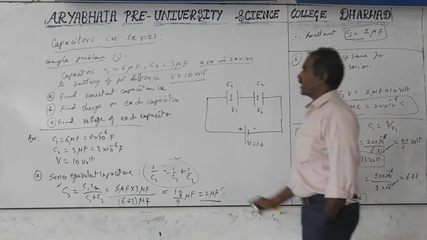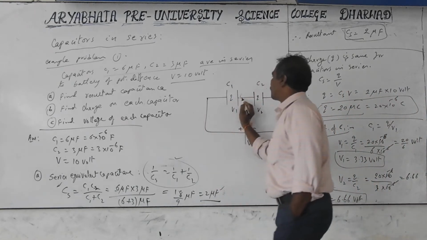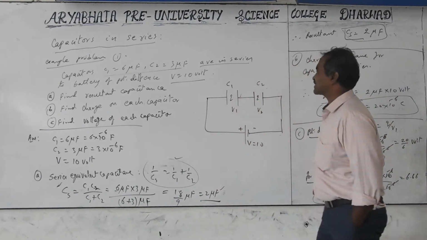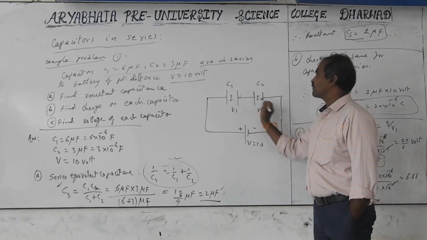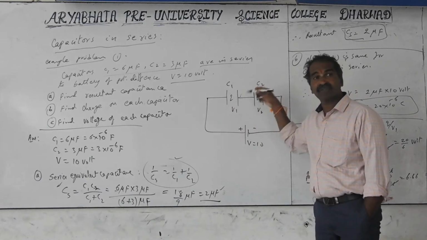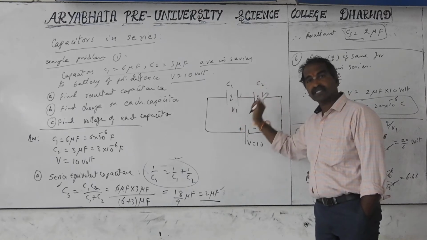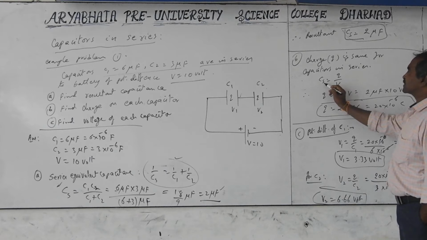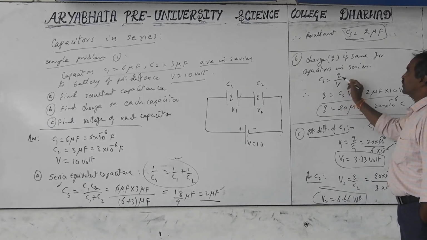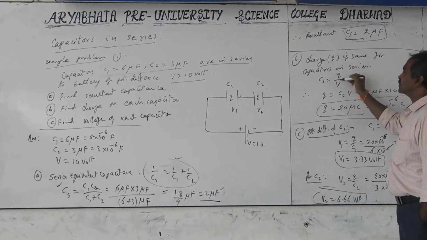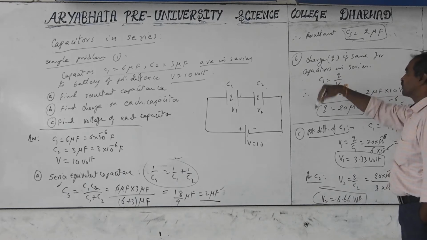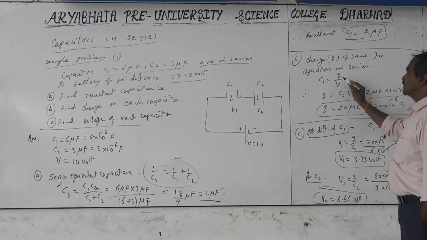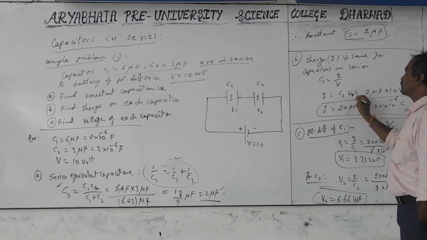Next, B. Find the charge on each capacitor. In series combination, the charge is the same for every capacitor, however many you take. Q is the same on each capacitor, so the resultant also has the charge Q. For the resultant capacitance, C equals Q by V, where V is the total voltage. So Q equals C series into voltage.